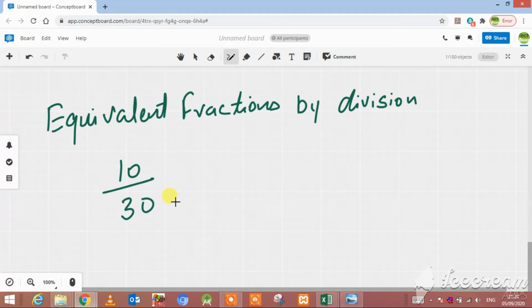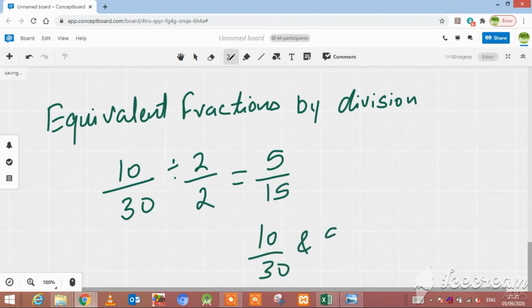Now learn how to find an equivalent fraction by the division method. So I have written this fraction 10 upon 30. So in that case you have to just divide the numerator and denominator by the same number. So you have to apply the divisibility rule to see whether the numerator and denominator can be divided by some common number. So like you can divide it by 2. If you divide 10 by 2 and 30 by 2, what will you get? 5 upon 15. So we can say 10 upon 30 and 5 upon 15 are equivalent fractions.